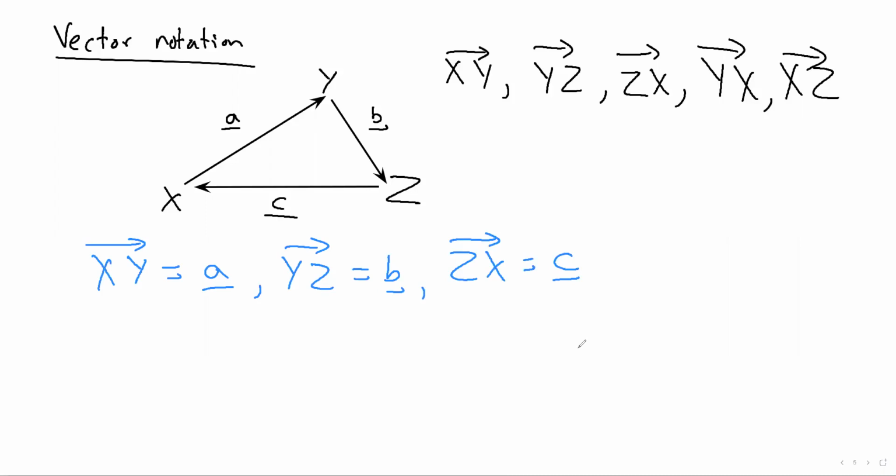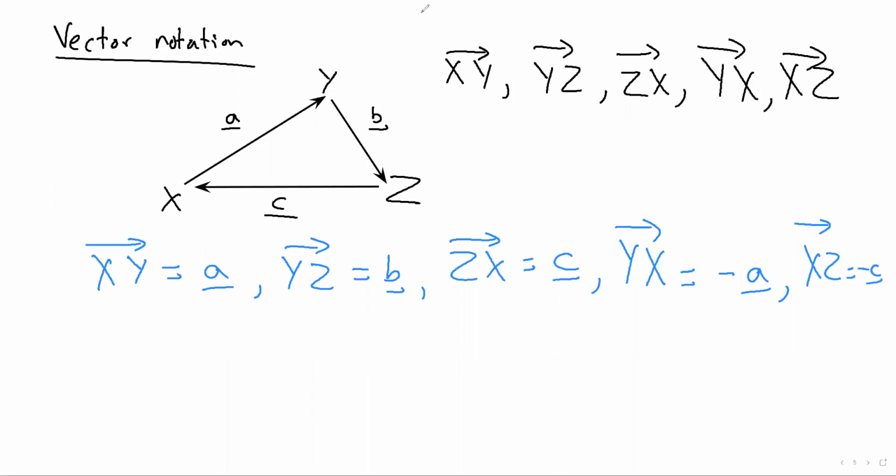Now, YX is, now we're going in the opposite direction to the vector. So instead of XY being positive A, because we're going in the opposite direction, from Y to X, it's going to be the negative of the vector. And similarly, for XZ, it's going to be minus C.